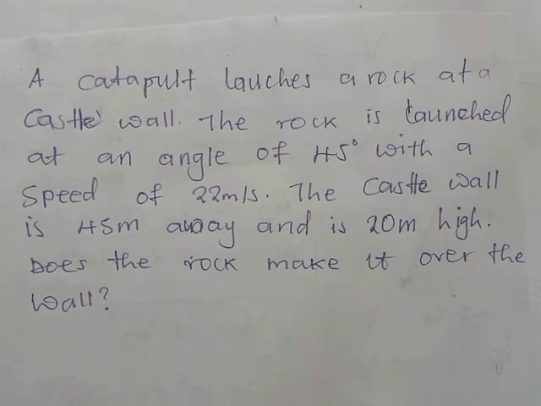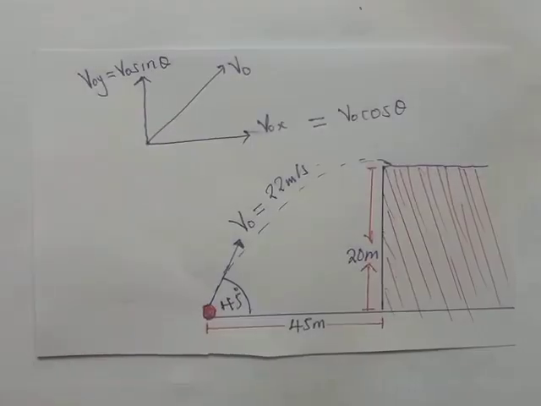The castle wall is 45 meters away and is 20 meters high. How does the rock make it over the wall? So this question is just simple. They're trying to ask us to say, will the rock reach the top of the wall or not? All right, so I have a simple illustration over this question that we can easily follow.